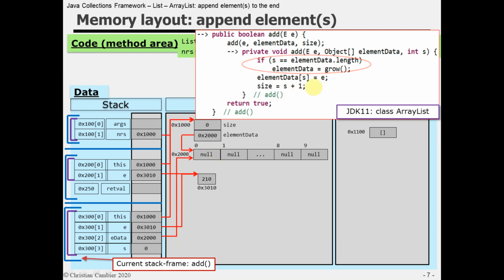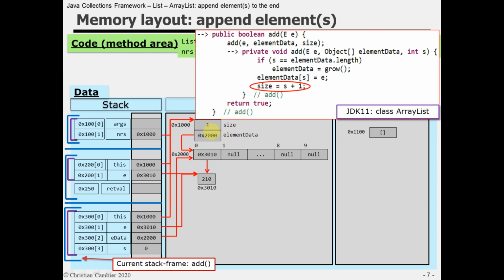Then the new element referred to by e is added to the internal array at the first position. e is our 210 wrapper object, s is 0, so in this array at position 0 we add our first element. Finally, the size is set to 1, s plus 1, so 0 plus 1 is 1, and that is assigned to this.size.